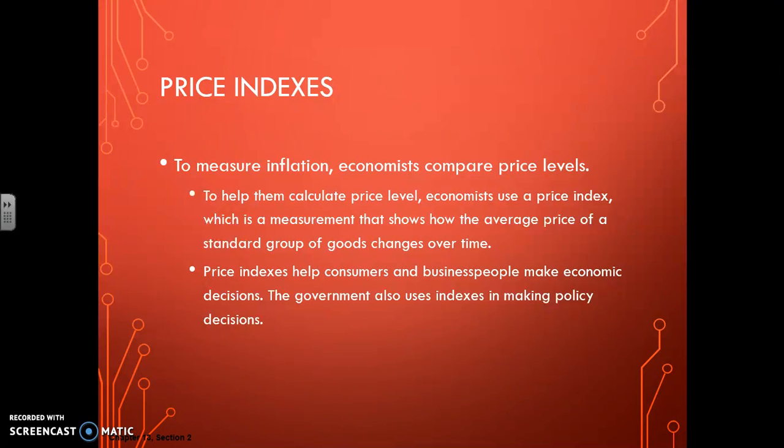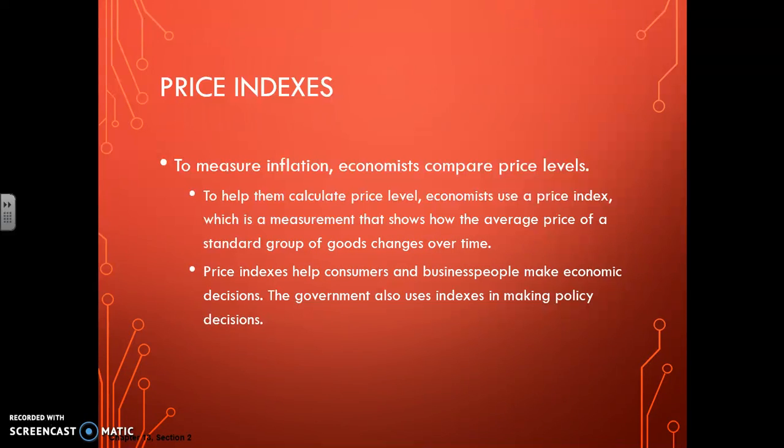Another thing we need to discuss when we're talking about inflation is price indexes. To measure inflation, economists compare price levels, and to help them calculate price levels, economists use a price index, which is simply a measurement that shows how the average price of a standard group of goods changes over time. So you're comparing similar goods. Price indexes help consumers and business people make economic decisions, and the government also uses indexes in making policy decisions.